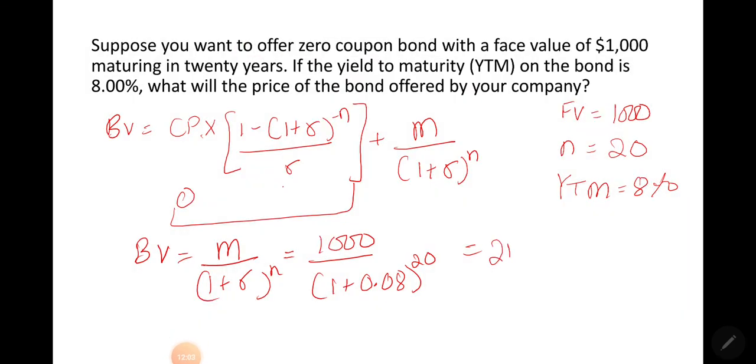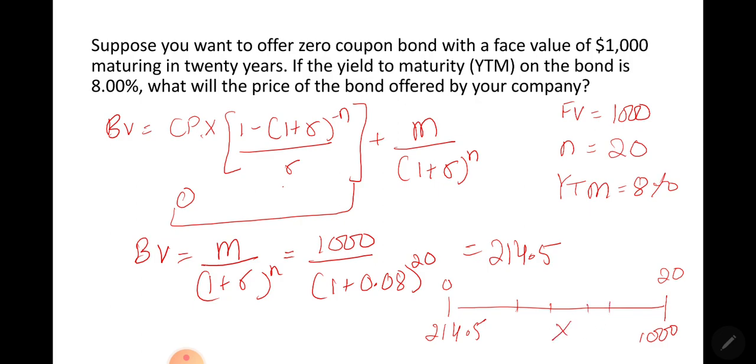The answer is coming to 214.5. So the bond price is 214.5 over here. That means because this is a zero coupon bond, at time 0 right now you can purchase the bond for this much rupees, and 20 years later you will get 1000 rupees back. In the middle you will get no payments because it is a zero coupon bond. These bonds always trade at discount.